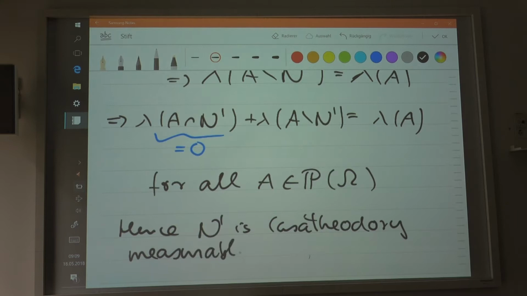And that's it. See? That was relatively easy, but I tried to explain a little bit more detail. Okay, guys? That was it. So this property is actually enough to generate the measure from the other measure.